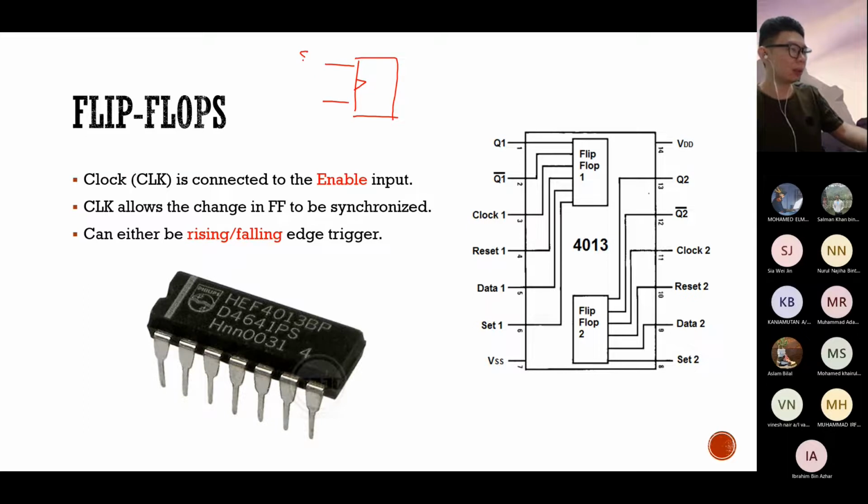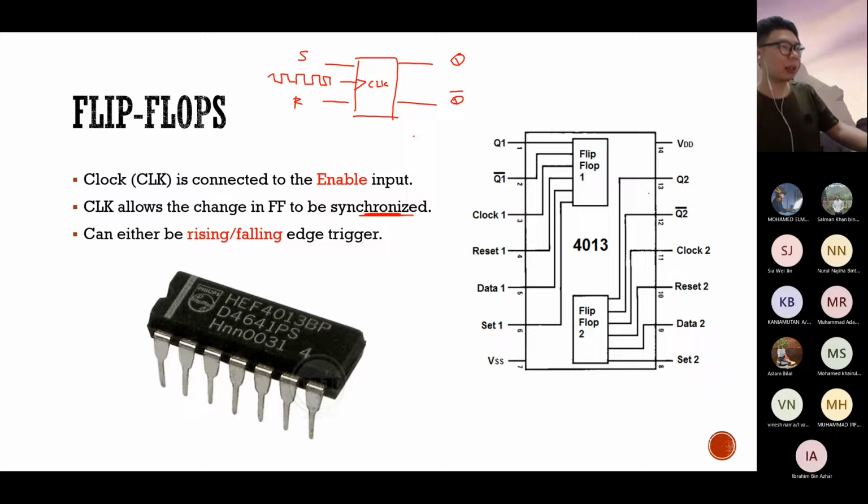Let's say this is the SR flip-flop. This is how it will look like. This is Q and this is Q bar. This is where you would connect your clock signal. The clock signal is connected to what used to be an enable pin. If it is a latch, there's an enable pin. So you connect your clock, this is a square wave, to your enable pin. So this is written as this. Clock allows the change in flip-flop to be synchronized, and it can be rising or falling edge trigger.